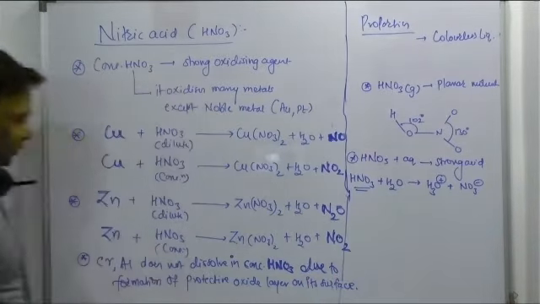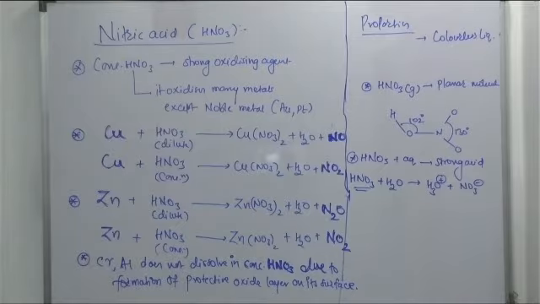But chromium and aluminum do not dissolve in concentrated nitric acid due to the formation of a protective oxide layer on their surface. Means they are passive towards concentrated nitric acid. Right, beta? Chalo, take a note of this one. Take a screenshot.